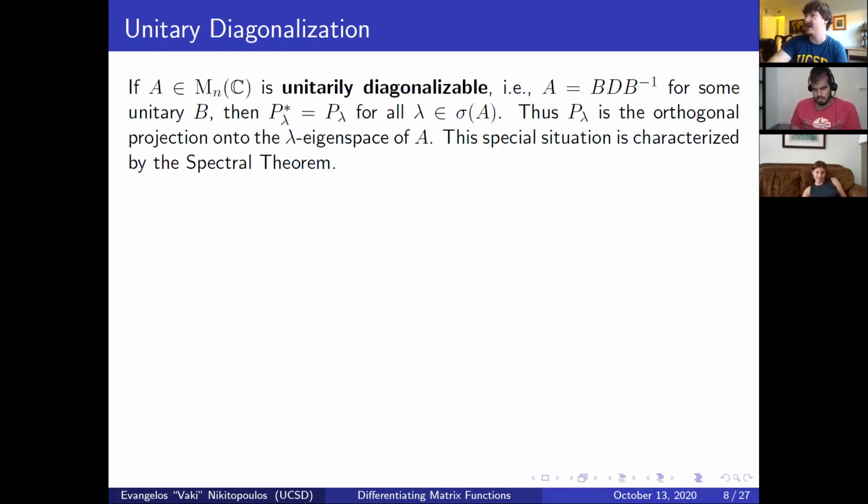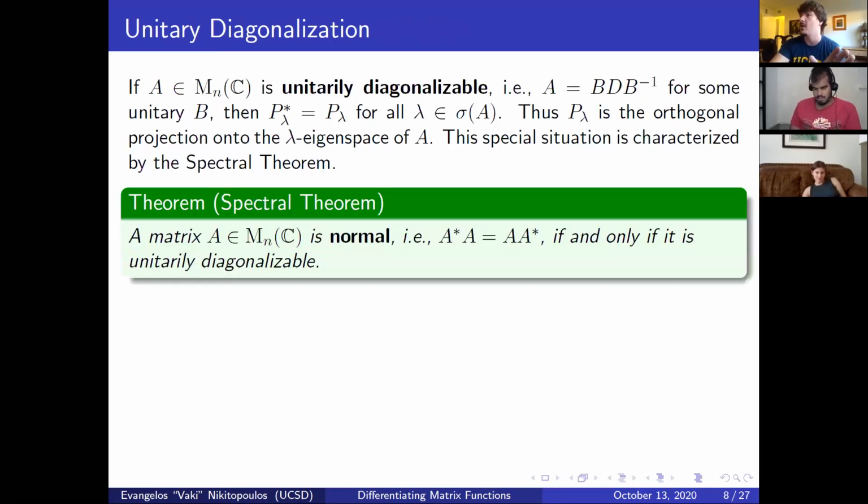And actually, this special situation, the unitarily diagonalizable situation, is characterized by the spectral theorem, parts of which are very frequently covered in basic linear algebra classes, but it's not always the case that the full spectral theorem is covered. And from a linear algebra perspective, I would call this a full enough spectral theorem. A matrix A is normal, i.e.